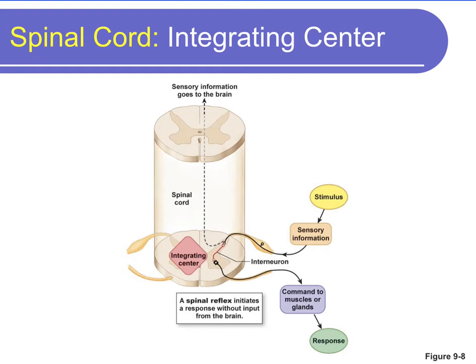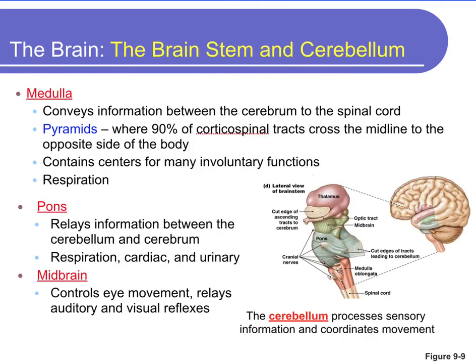So the spinal cord is part of the central nervous system, so that's an interneuron. Now, the brainstem is also part of the CNS. We have the brainstem made up of the medulla, the pons, and the midbrain. The medulla conveys information between the cerebrum and the spinal cord. This is also where your pyramids are located.